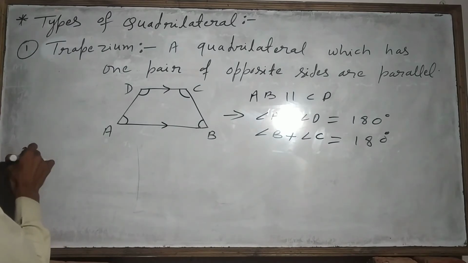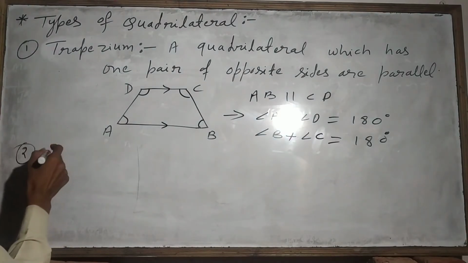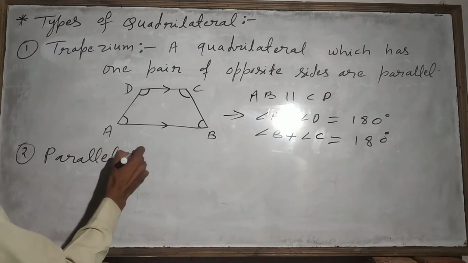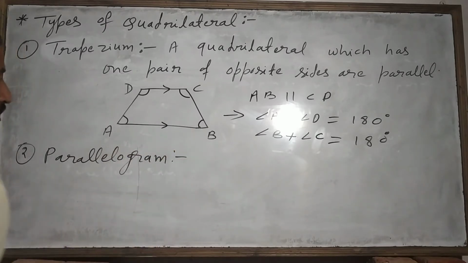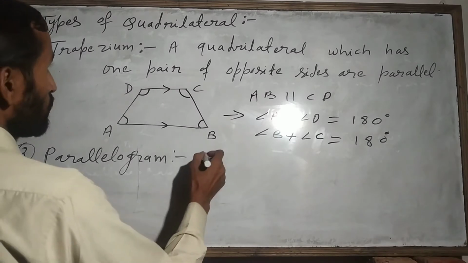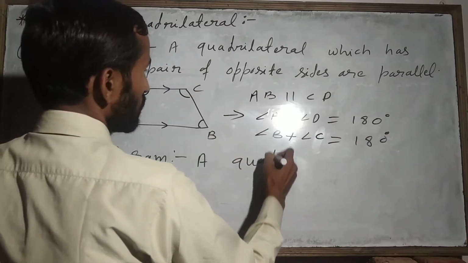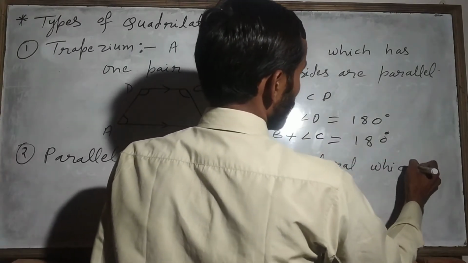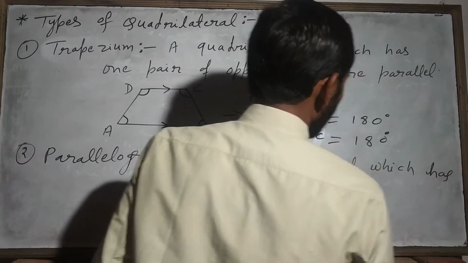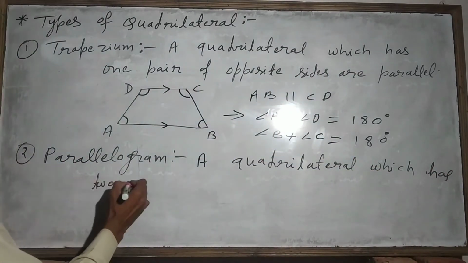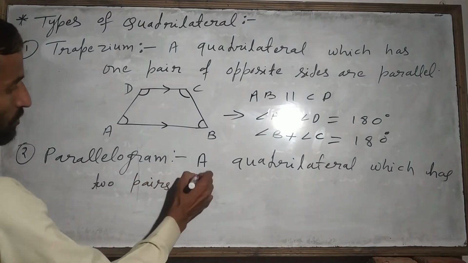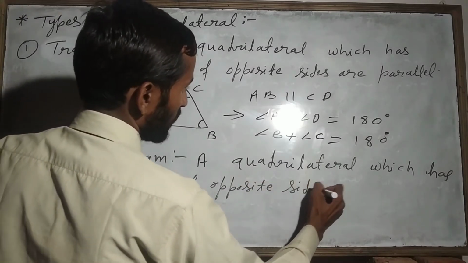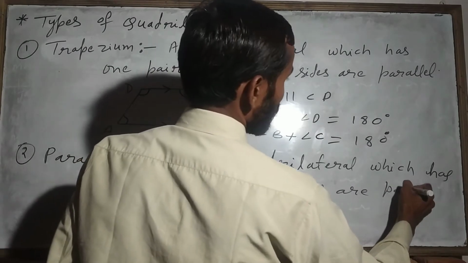Now, after trapezium, the second type of quadrilateral is parallelogram. In parallelogram, just see here, I will write: a quadrilateral which has two pairs of opposite sides parallel.